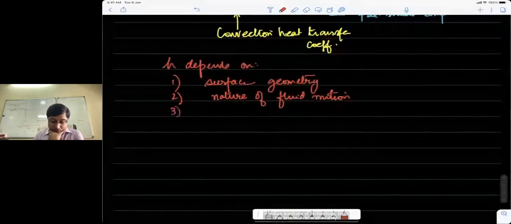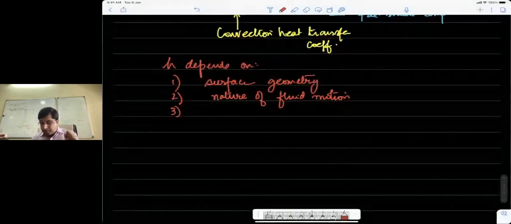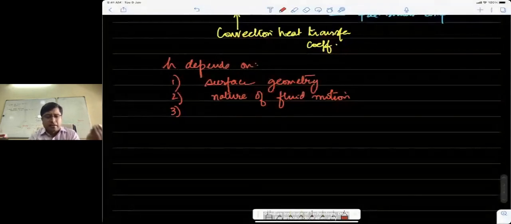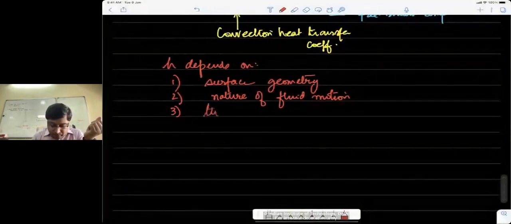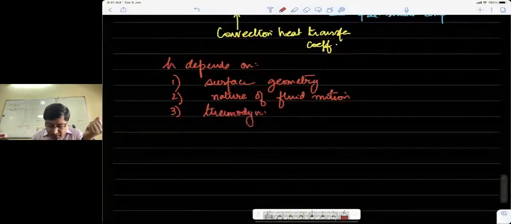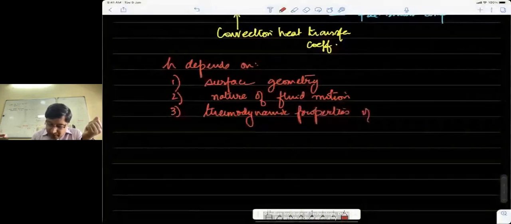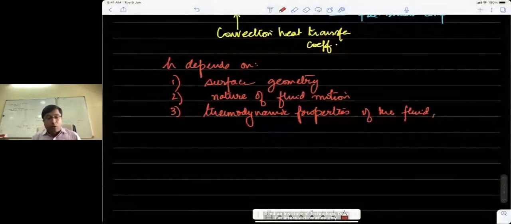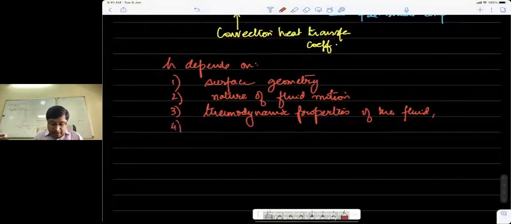It also depends on the thermodynamic properties of the fluid. Thermodynamic properties will mean in this case properties such as, and I don't know whether I defined it or not, thermal conductivity, the density, heat capacity, things like that. So clearly, it will not be the same for air and water, because it depends on the fluid itself. And the last thing that I can say it depends on is the bulk fluid velocity.